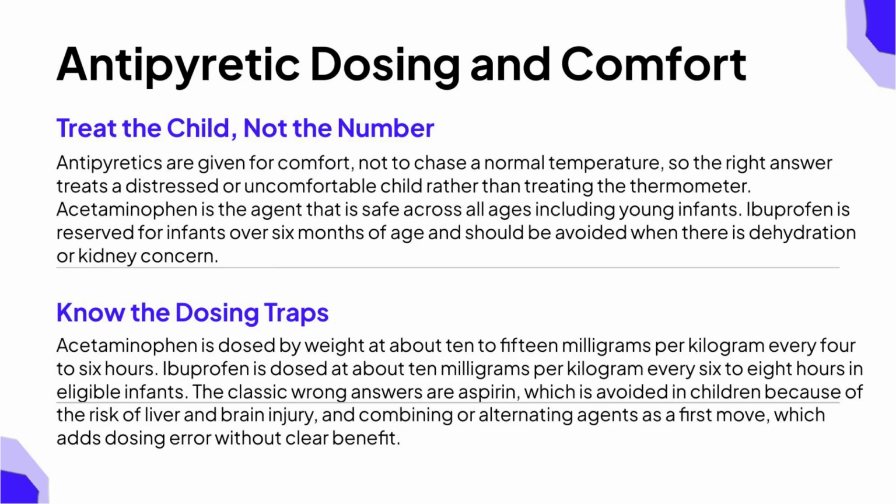Ibuprofen is reserved for infants older than 6 months and is dosed at about 10 milligrams per kilogram every 6 to 8 hours, and you avoid it when there is dehydration or a kidney concern. Two classic wrong answers show up again and again. The first is aspirin, which we avoid in children because of the risk of liver and brain injury. The second is reaching for combined or alternating agents as the very first move, which mostly adds the chance of a dosing error without a clear benefit.